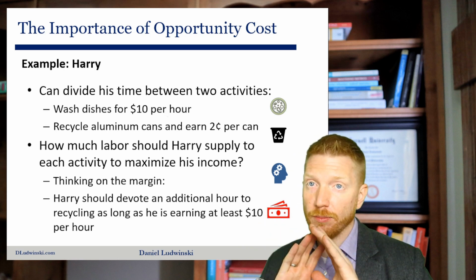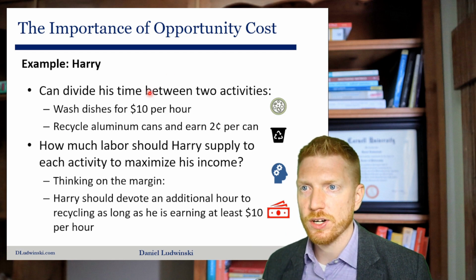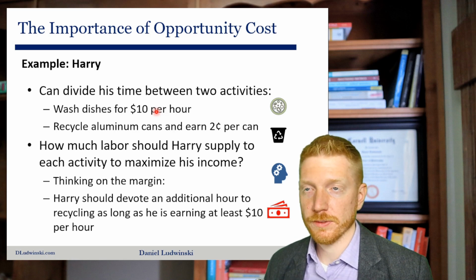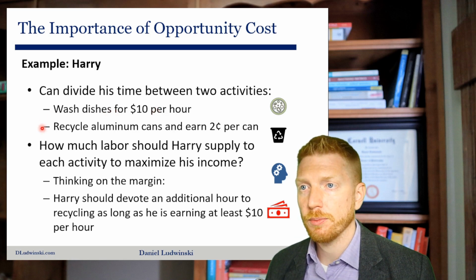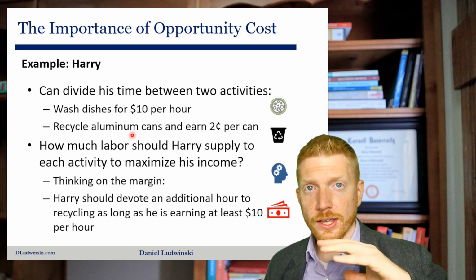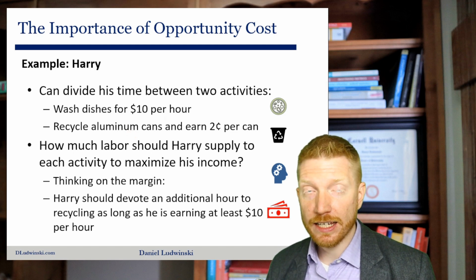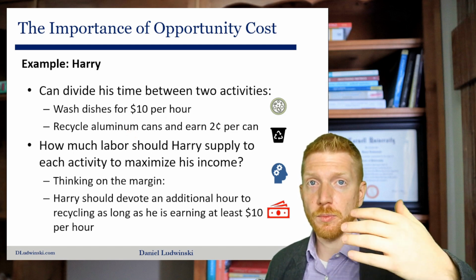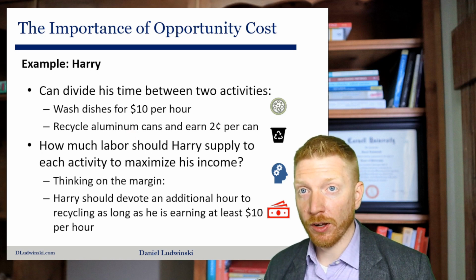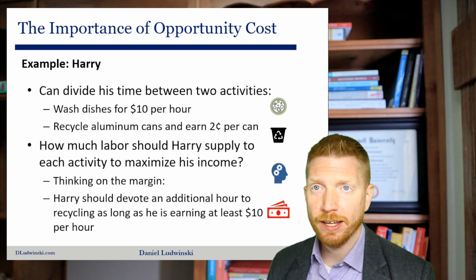So we're making some hidden assumptions here that I want to name. We're assuming that in terms of washing dishes, Harry can pick exactly his hours and how much he wants to work. And when we're looking at this recycling of cans, he has the ability to find a lot of cans fairly easily, but as he spends more and more time finding those cans, it becomes harder.